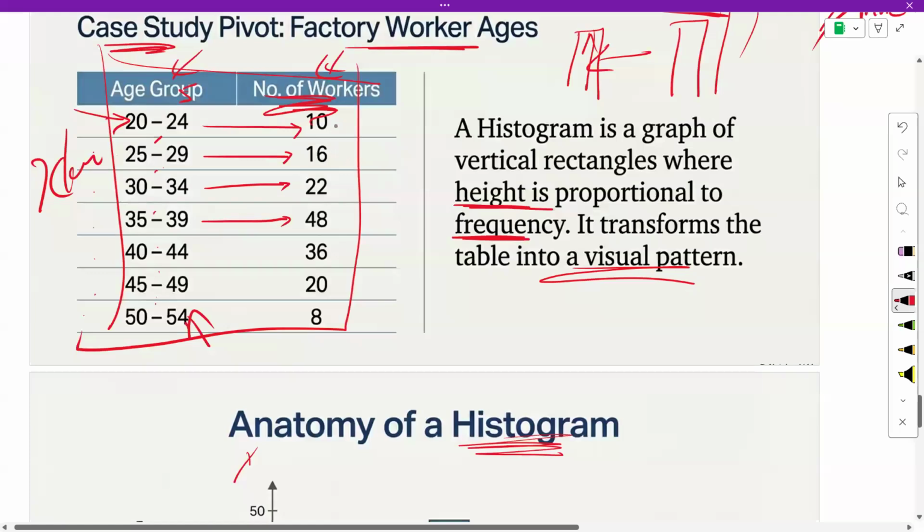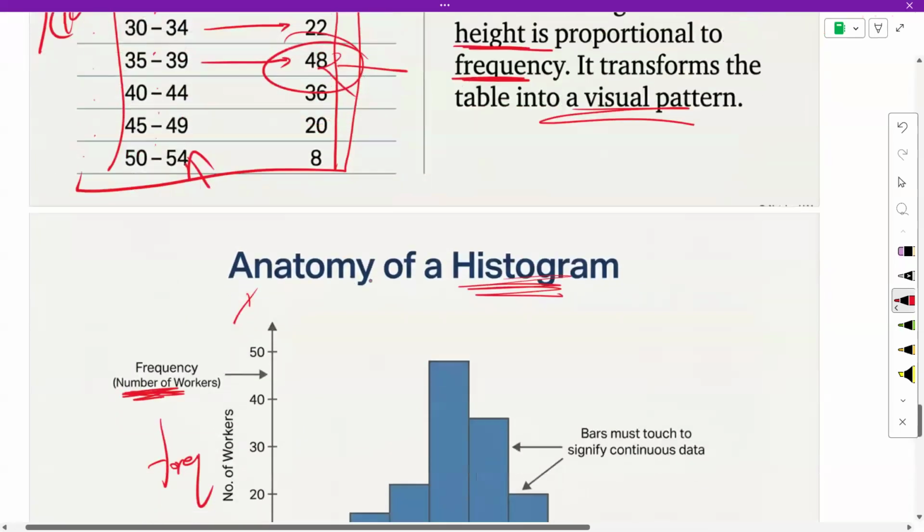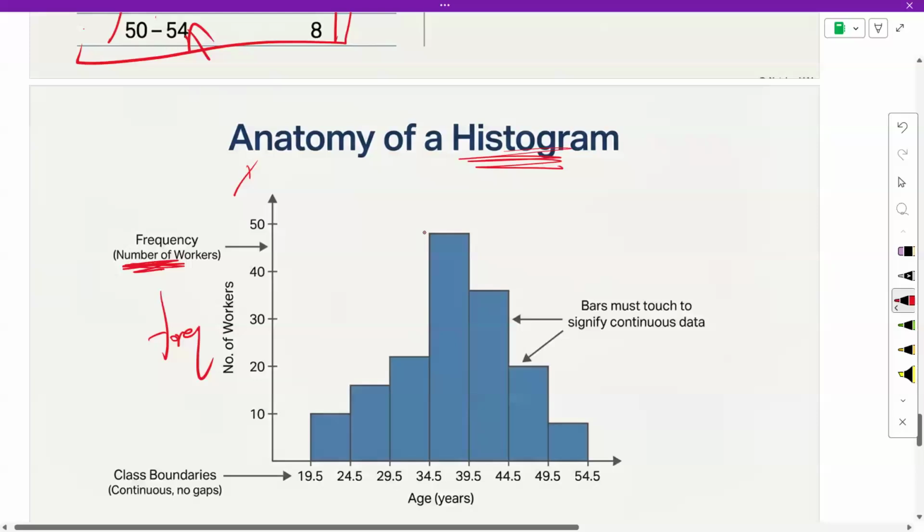This class and the class of workers here, what do you see? This is 48. Frequency maximum 48. So this is the top value, so you can put up to 48. At least you have to have up to 48. Number of workers maximum 48, and this is the highest frequency.